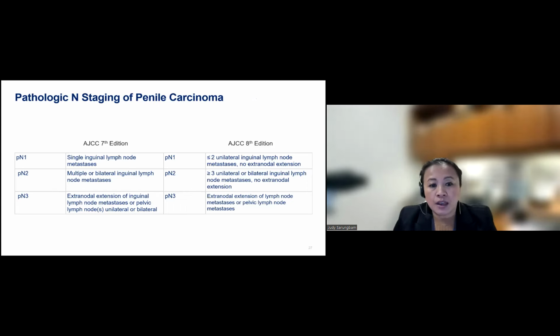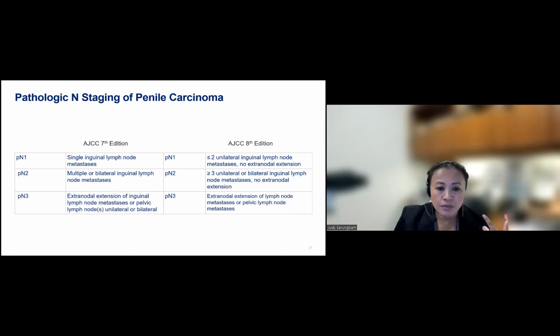After the PT staging, now coming on to the N staging. In the AJCC 8th edition N staging system, patients with up to 2 unilateral inguinal lymph node metastases are considered N1, and 3 or more unilateral or bilateral inguinal lymph node metastases are considered PN2. Both should not have any extranodal extension. This change is clinically important because initially only a single lymph node was in N1, and now it's up to 2. So this has a clinical consequence.